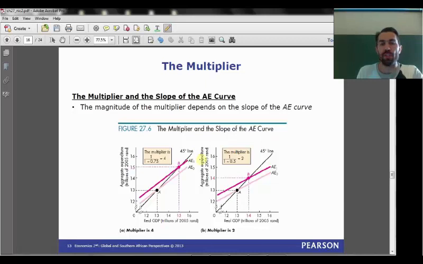The magnitude of the multiplier depends on the slope of the aggregate expenditure curve. If the slope of the aggregate expenditure curve is 0.75, then the multiplier is going to be 4: 1 over 1 minus 0.75. If the slope of the aggregate expenditure curve is 0.5, then the multiplier is going to be 2. Everyone happy with that?